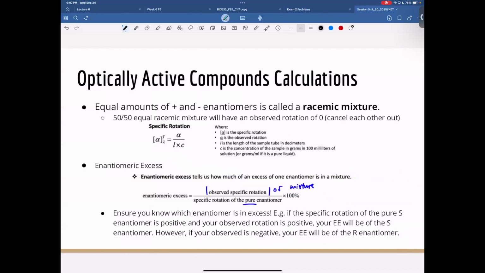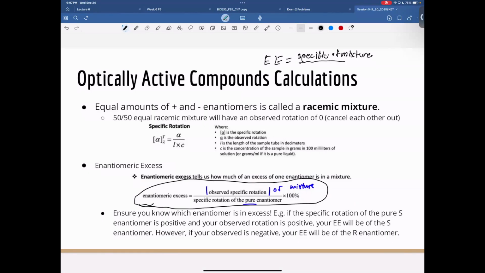So this is the calculation for optically active molecules. You calculate enantiomeric excess, and this equation right here is how you calculate that. So it's EE equals the specific rotation of the mixture over the rotation of the pure enantiomer.